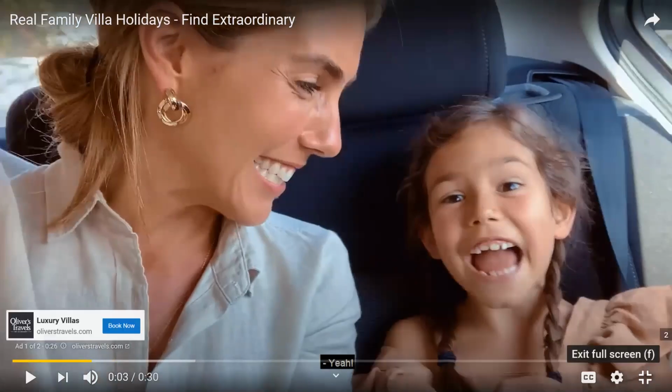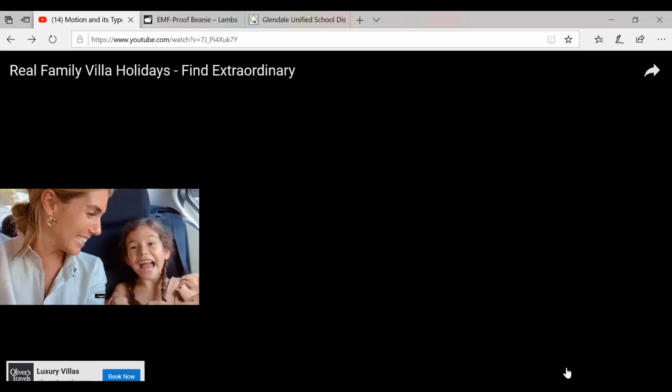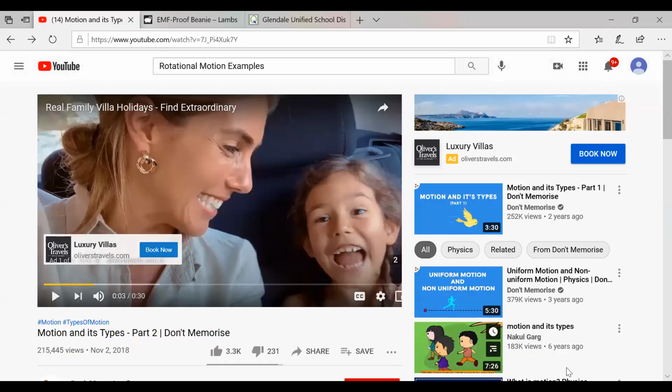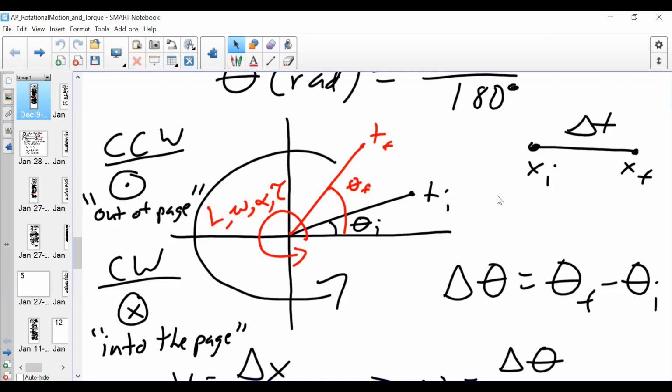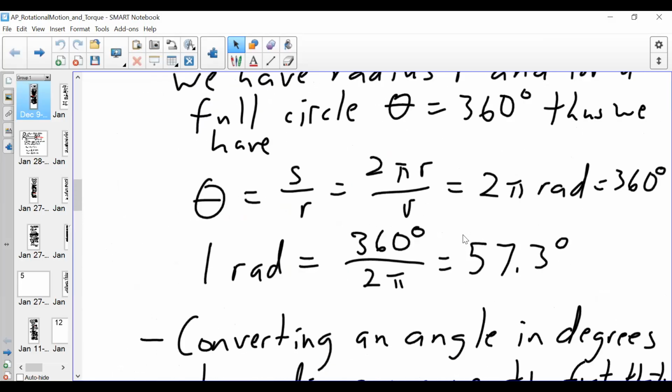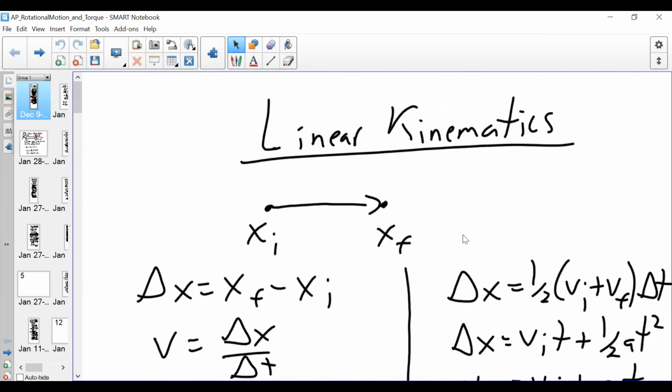Okay, very good. So again, circular motion just involves one particle going around a circle, and rotational motion is a fixed body rotating around an axle or axis of rotation. Okay, so let's go on to our notes here. So this is just a reprise of what we saw before. We're going to make the translation from linear kinematics to rotational kinematics.